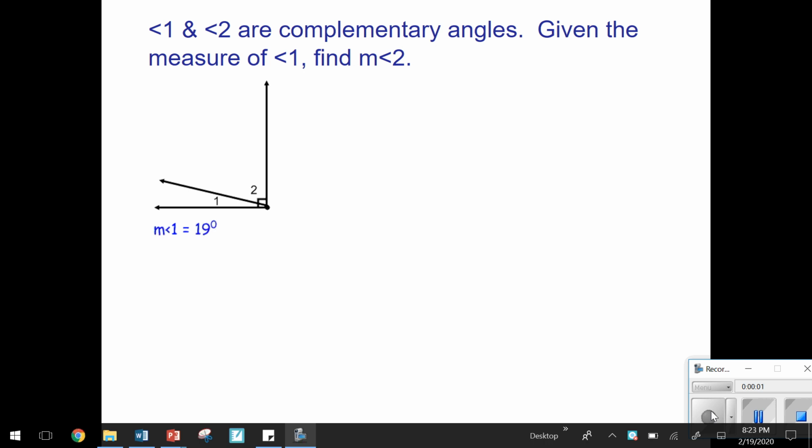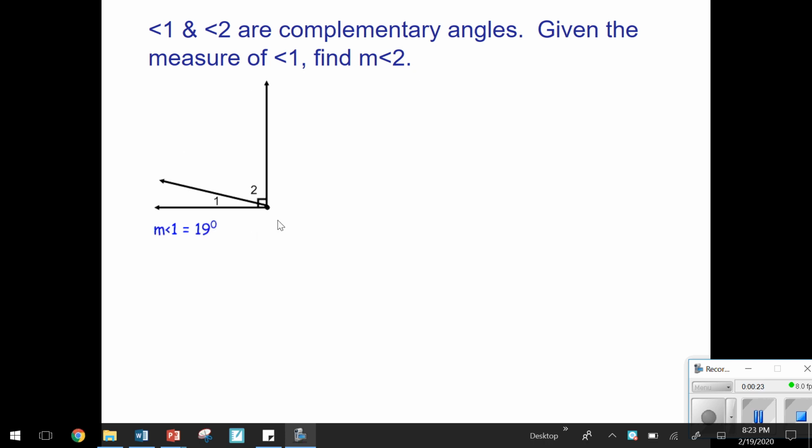Okay, continuing on with Foundations 2, Section 2.3, Complementary and Supplementary Angles. This is Part 2 of Day 1. So in my directions, they tell me angle 1 and angle 2 are complementary angles. So let's just think back. Complementary means that they have to add up to 90 degrees. So it says, given the measure of angle 1, find the measure of angle 2.